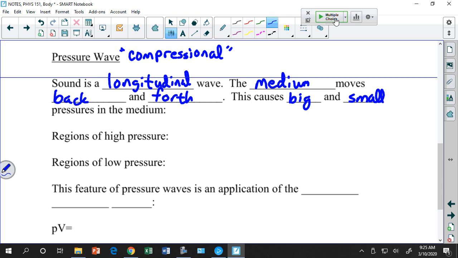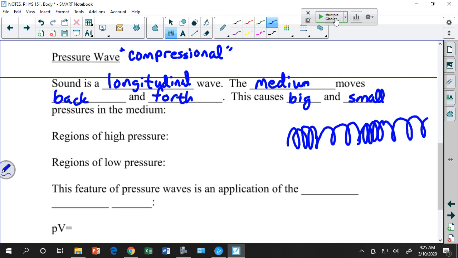So it's like with the spring. Remember I showed you the spring where we'd send a longitudinal wave. Did I do that with the spring down the middle of the classroom? Yeah, so what you get is regions of high pressure and regions of low pressure. The regions of high pressure are where the spring gets really close together, and the regions of low pressure are where the spring is far apart. So this is high pressure right here, and then this is low pressure right here.